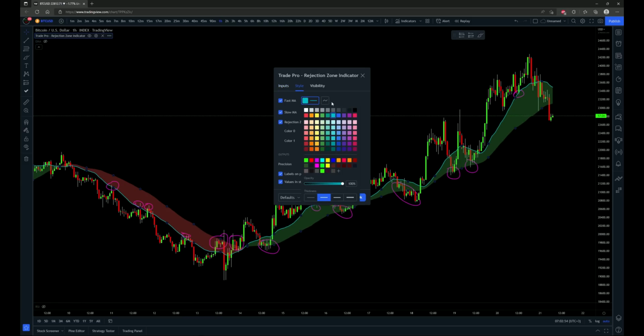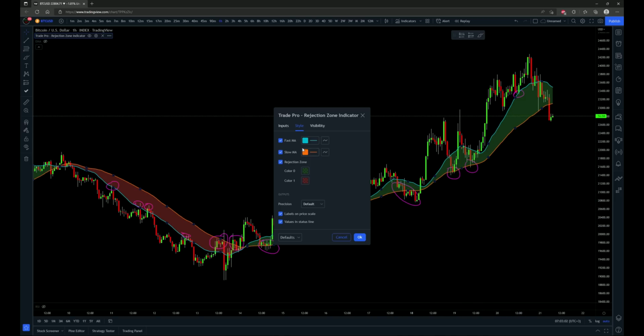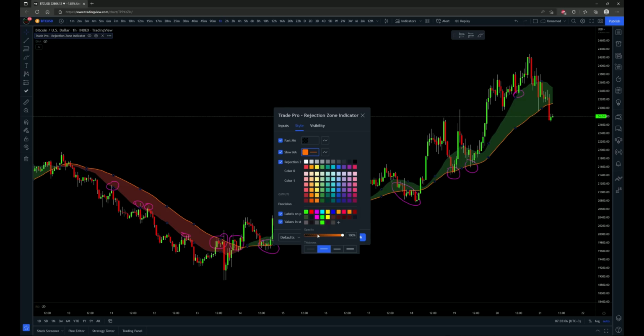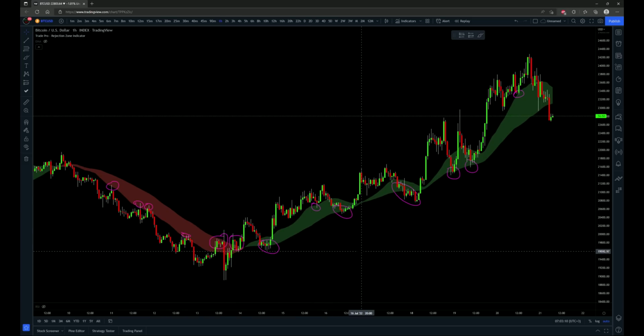Let's turn these on so you can actually see the exponential moving averages, although I prefer the cleaner look without being able to see those moving averages. So I like to just make them invisible and have it just be the cloud for a cleaner look.